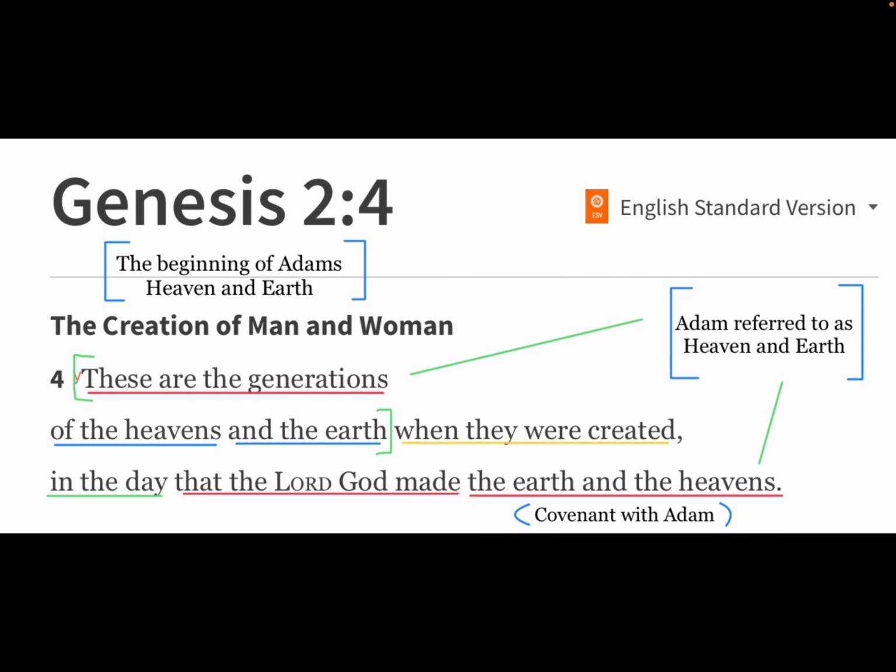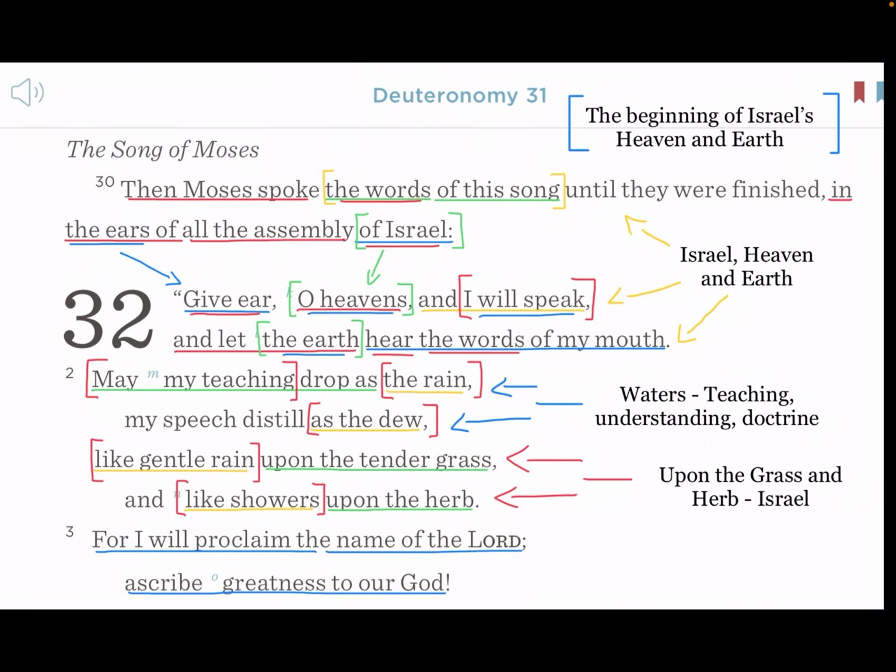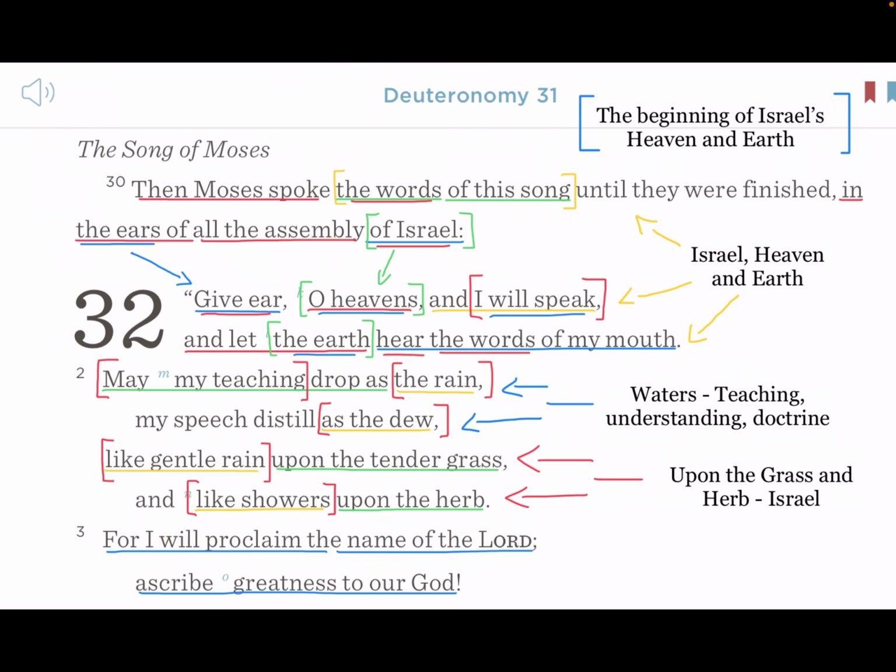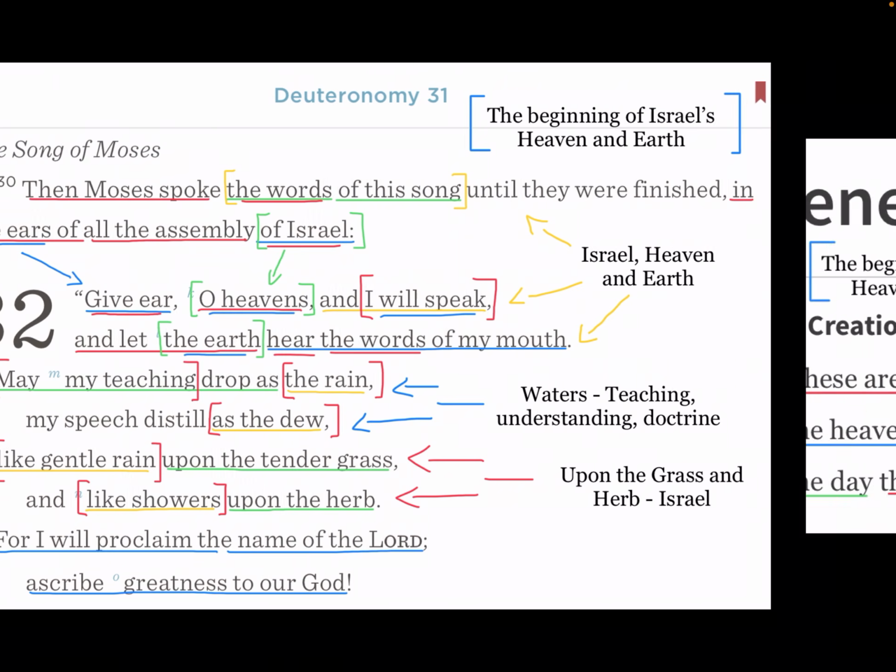Interesting when we compare that to Genesis 2:4, because we have the beginning of Adam's heaven and earth, in which Adam himself is also referred to as heaven and earth. When we read Genesis 2:4 saying, "These are the generations of the heavens and the earth when they were created in the day that the Lord God made the heaven and the earth." So we have that very interesting similarity of the covenant establishment between God and Adam and the reference to their name, to his name being heaven and earth, just as Israel has his name being also associated as heaven and earth.